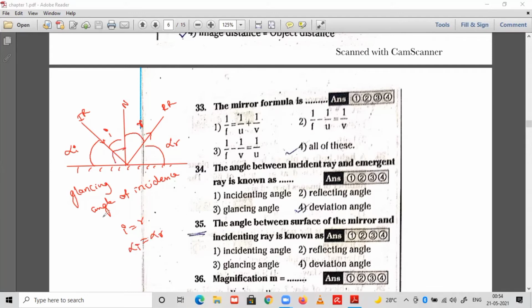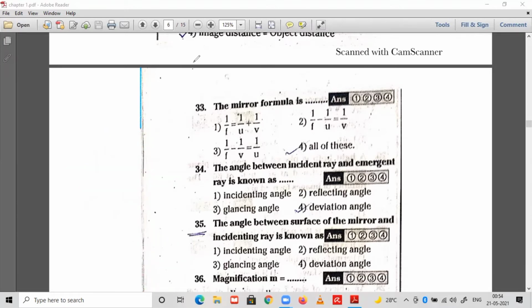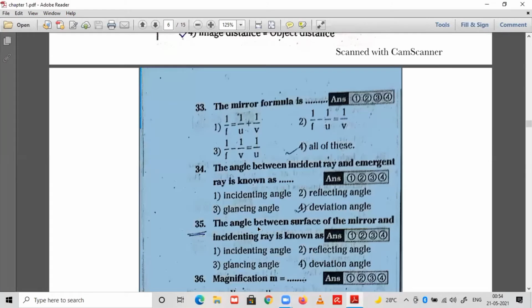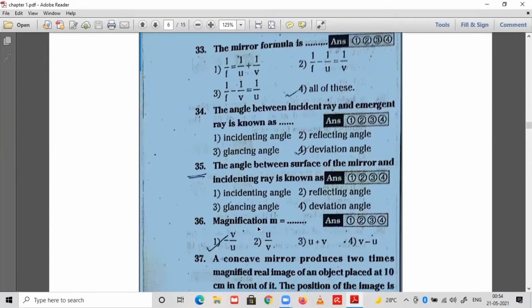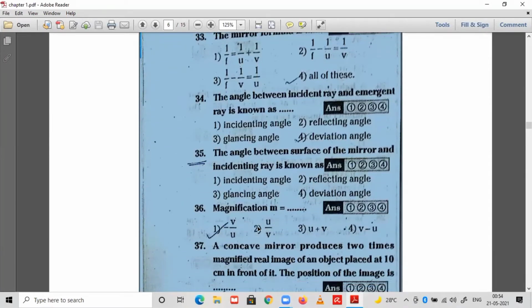And I will make you one note. i plus alpha i, nothing but angle of incidence plus glancing angle of incidence, after adding, you will get 90 degrees. Angle of reflection plus glancing angle of reflection, again you will get 90 degrees. Remember this. Next, the answer is the option glancing angle.